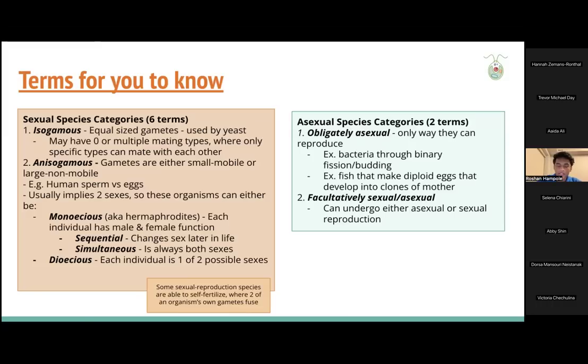Then moving on to the right side, we have asexual categories. So there's obligately asexual, which just means a species can only reproduce via asexual reproduction. And then you have facultatively sexual or asexual, where they can use either mode of reproduction. So facultatively sexual and facultatively asexual are both names for the same thing. Next slide.